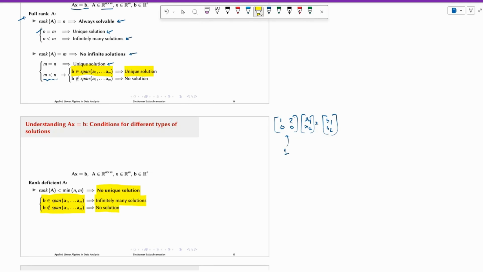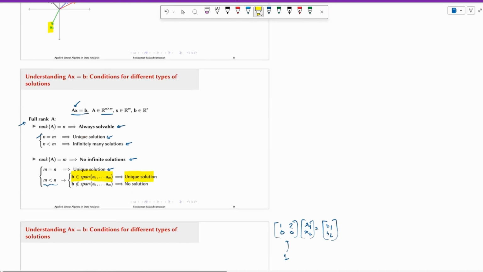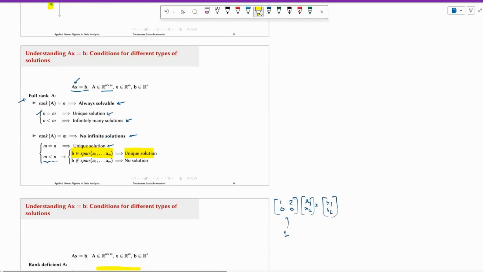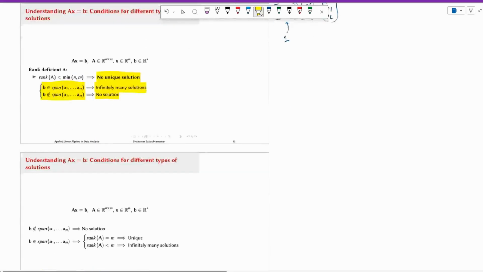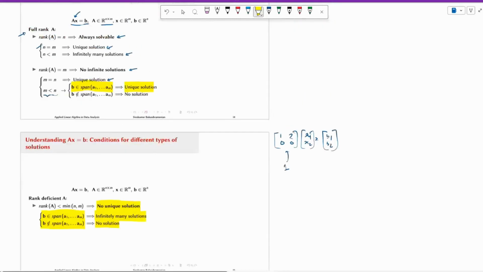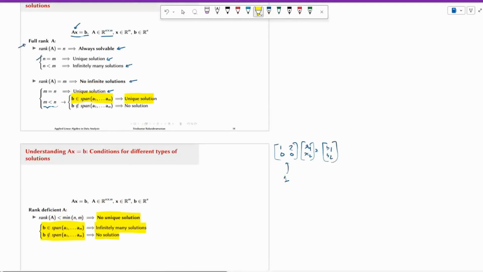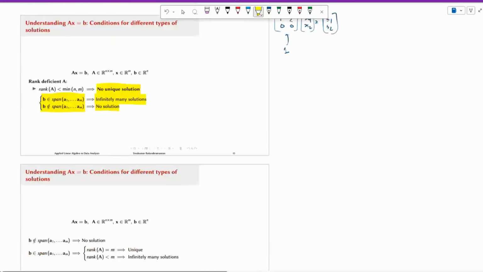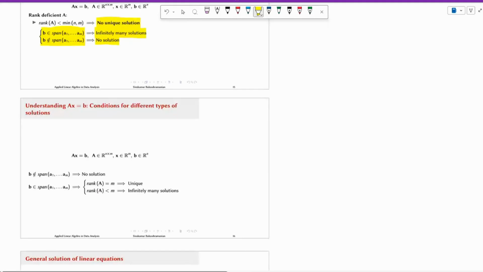So that's essentially the complete set of conditions for knowing what kind of solution AX equals B has. It turns out that this is also too complicated. I put all this in just for us to smoothly transition to the most compact summary of conditions to know what kind of solution AX equals B has, and that's essentially what is shown in this slide.